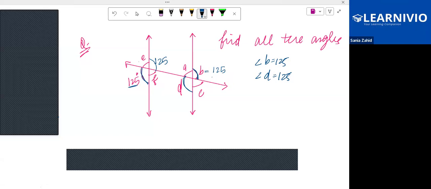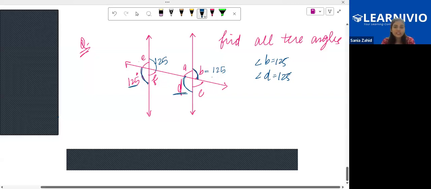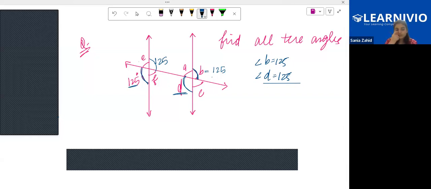Because it's corresponding. Which angle is corresponding? Angle D and 125. Angle D and 125 are corresponding. That is why angle D is 125. Angle D and angle B are vertically opposite. That is why angle B is also 125. Do you now understand? Okay, yes, ma'am. Now we have angle A you have to find.